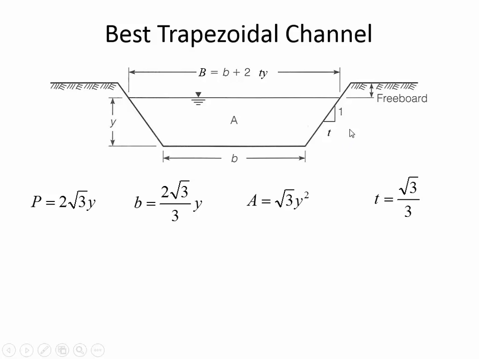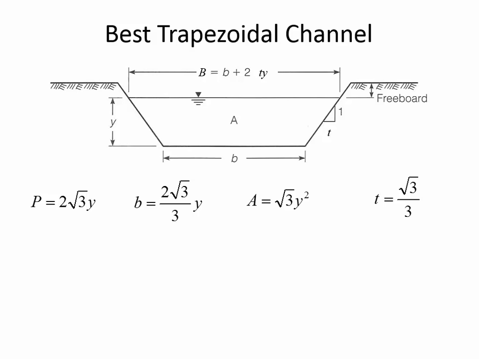Here's the most efficient trapezoidal channel. So the most efficient trapezoidal channel actually should have side slopes that are pretty steep. This square root of 3 divided by 3, is that 0.7? Anyone with a calculator tell me what's the square root of 3 divided by 3? Oh, 0.5, yeah, 0.58. So what it's saying is that the horizontal component of that slope should be less than 1. And so that's actually a pretty steep side slope that you wouldn't be able to achieve with like a soil.